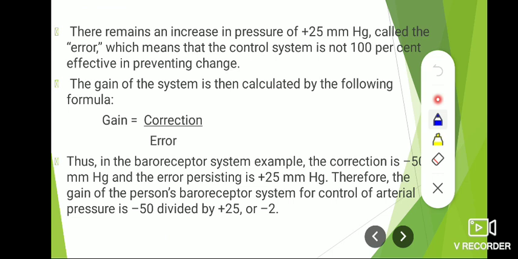That means the ultimate gain is, correction was 50, error remaining is 25. That means ultimately the gain is -2. That means it is again not perfect. It is bringing it back to near the normal, and it is taking some time to do. So this is called the gain of a system. Now this is different in different systems in the body. For the baroreceptor it is different, for temperature regulation it is different, for the kidney it is different, but gains are there. But from here it is evident that it is not perfect. It is bringing it towards near the normal.